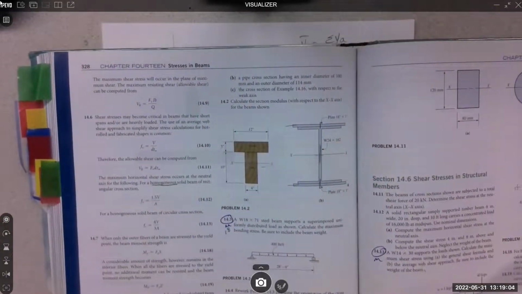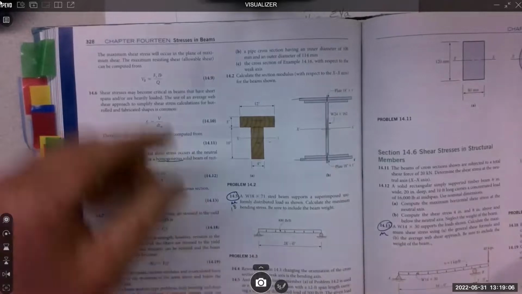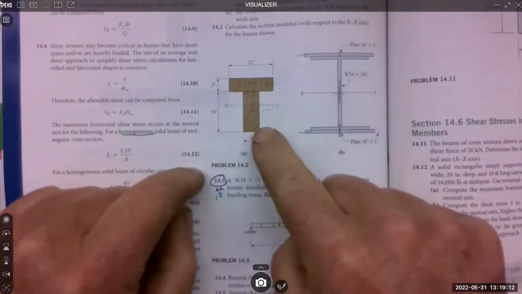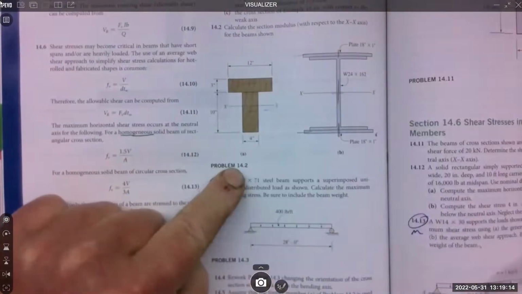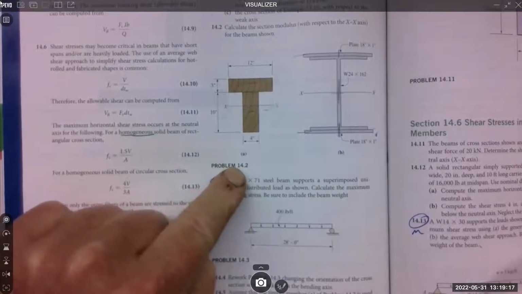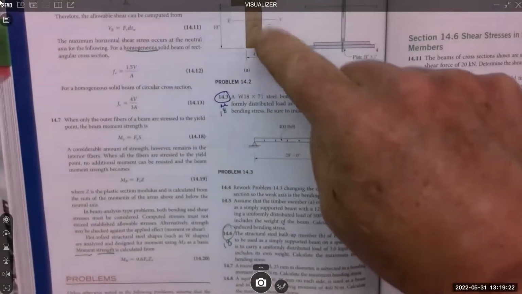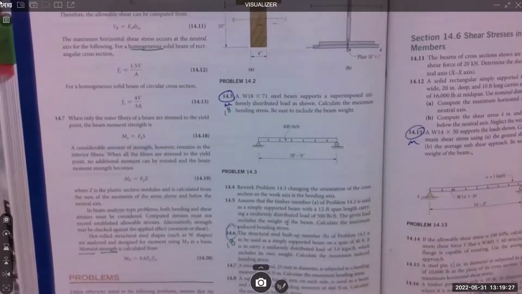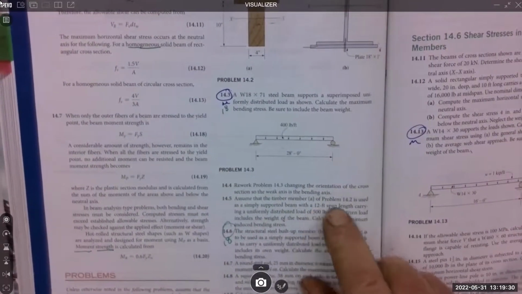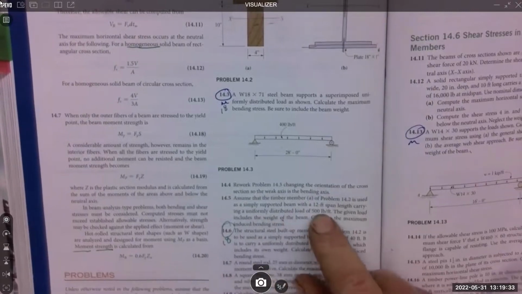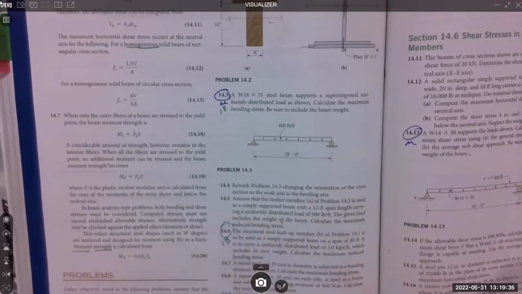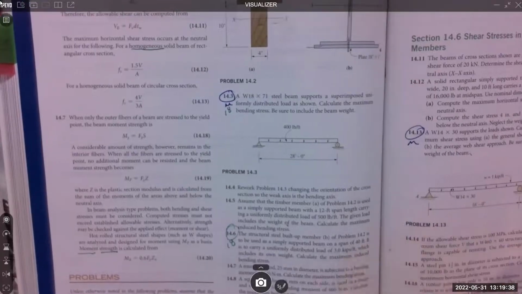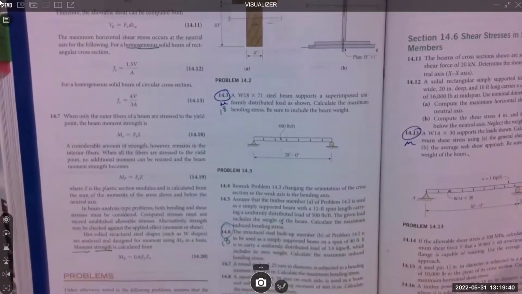So the problem is number 5 down here, but it refers to this diagram 14.2. Well, this diagram 14.2 is a cross section. It's the slice of the beam. So that's what you had to figure out. And then they said, assume this timber member, this thing up here, is simply supported, which means it has supports at the end. 12-foot span, carrying this uniform load, 500 pounds per foot. The given load includes the weight of the beam, so we don't have to do any of that. Calculate the maximum induced bending stress.